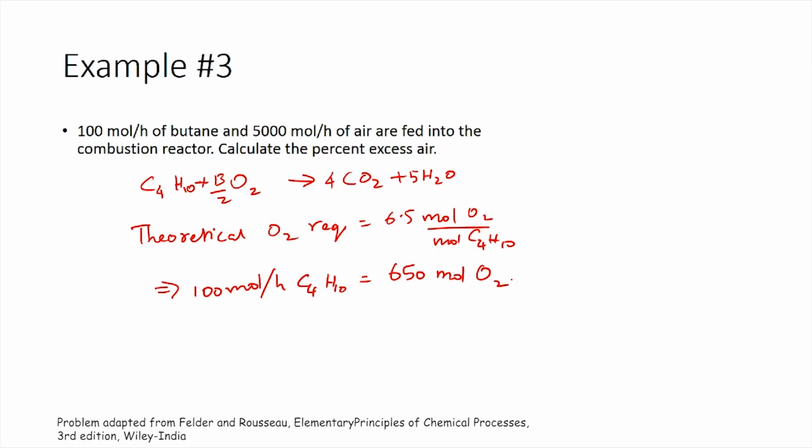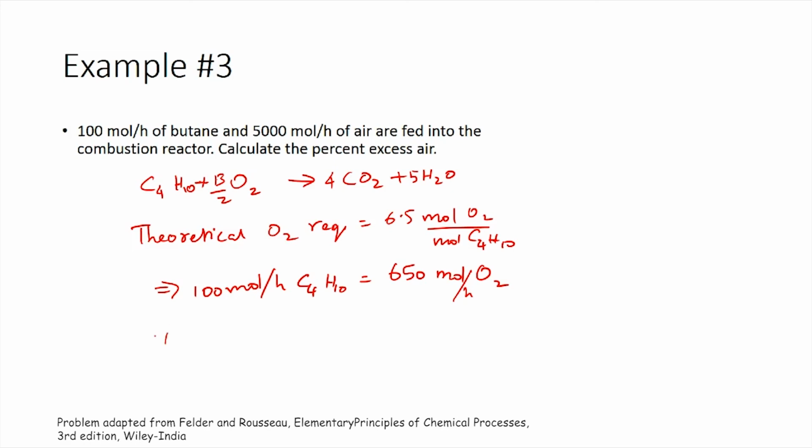Air would contain oxygen and nitrogen. We will assume a composition of 79% nitrogen and 21% oxygen. So, the theoretical requirement of oxygen is 650 moles per hour of oxygen. Based on this theoretical requirement for oxygen, we now need to calculate the theoretical requirement of air. Air contains oxygen and nitrogen. For simplicity we will use 79% nitrogen and 21% oxygen. So, this 650 moles of oxygen would be present in how many moles of air? That would be the theoretical requirement for air.